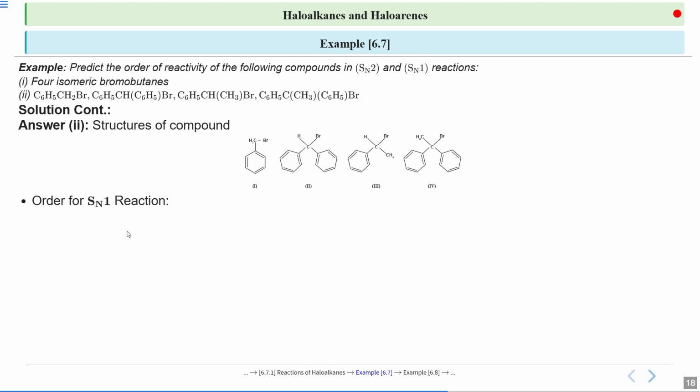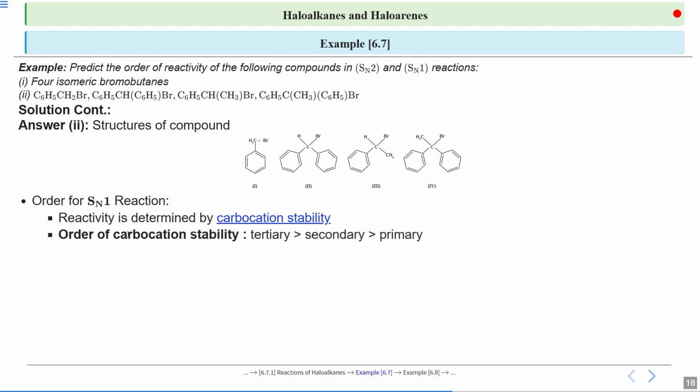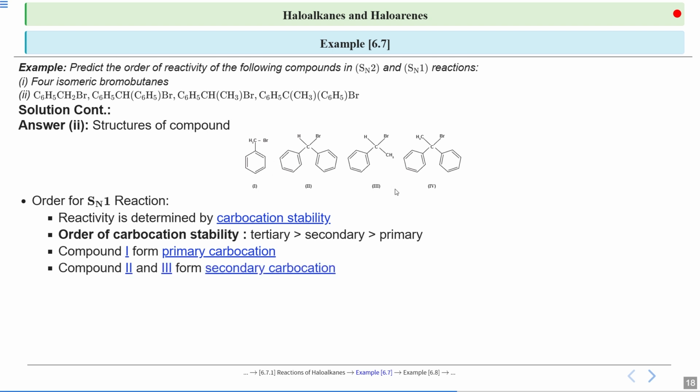Now, first we have to evaluate the order for the SN1 reaction. For the SN1 reaction, the reactivity is determined by carbocation stability. The carbocation stability order is that the tertiary carbocation is most stable and the primary carbocation is least stable. Now we will check which carbocation will be formed by which compound, from the first to the fourth structure. Compound first forms the primary carbocation. Compounds second and third form a secondary carbocation, and compound fourth will form a tertiary carbocation.